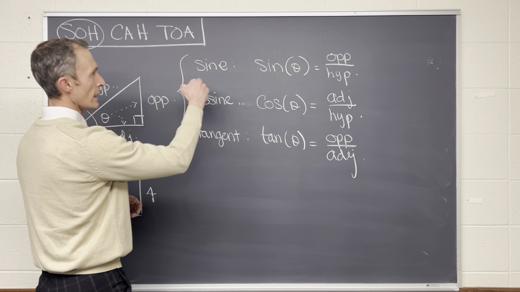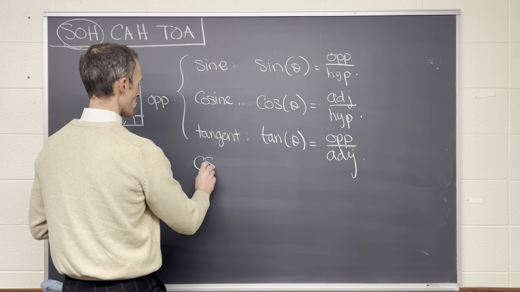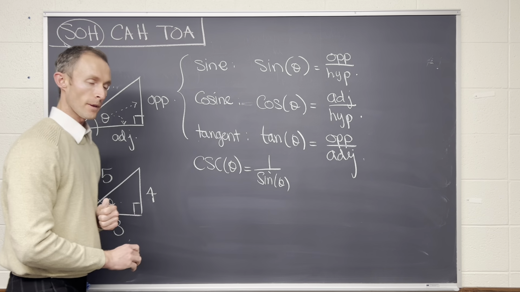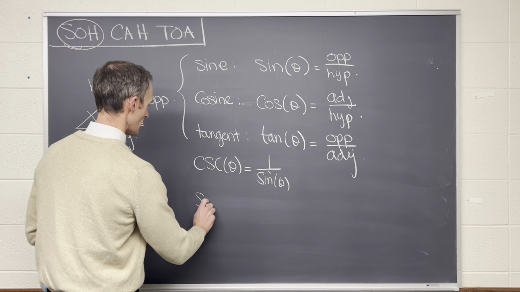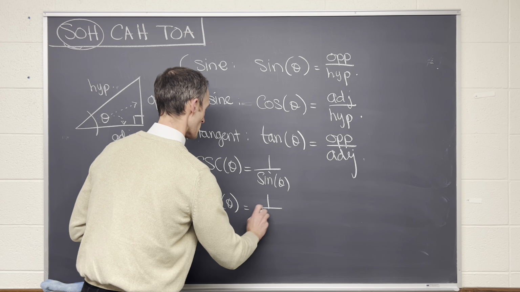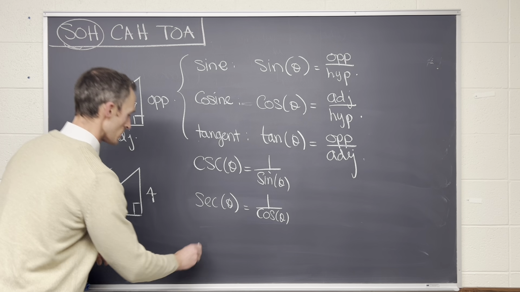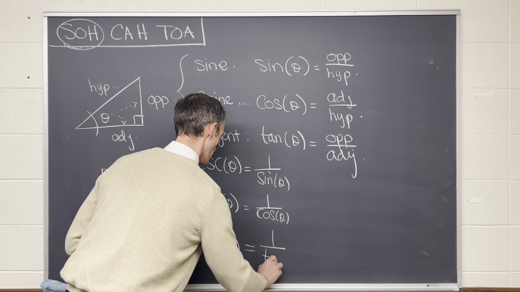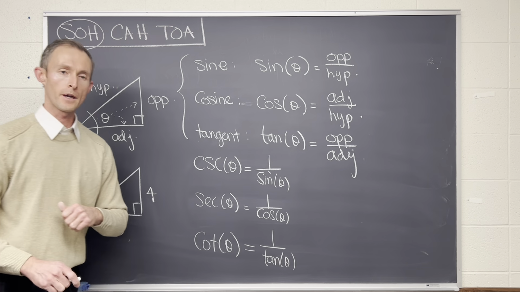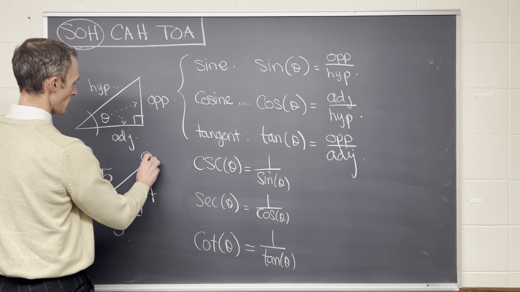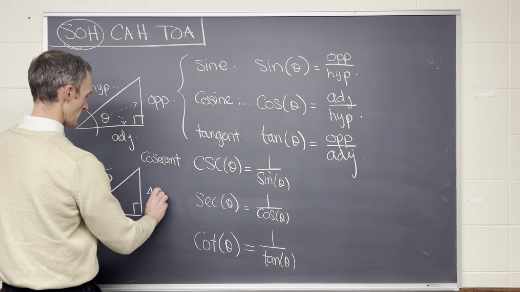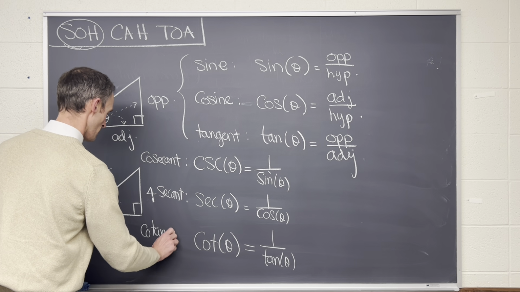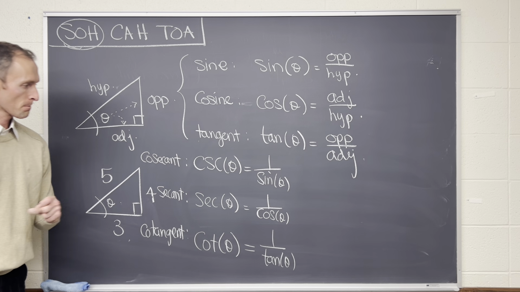So if I take the sine and I take 1 divided by sine, that's cosecant of theta. This is 1 over the sine of theta, okay? If I take 1 over the cosine, that's going to give me the secant of theta, so that's 1 over cosine. And if I take 1 over tangent, that's cotangent, so that's going to be 1 over the tangent of theta, okay? So that's what these things are. So this one is the cosecant, this one is the secant, and this one is the cotangent. Okay? That's what they are.